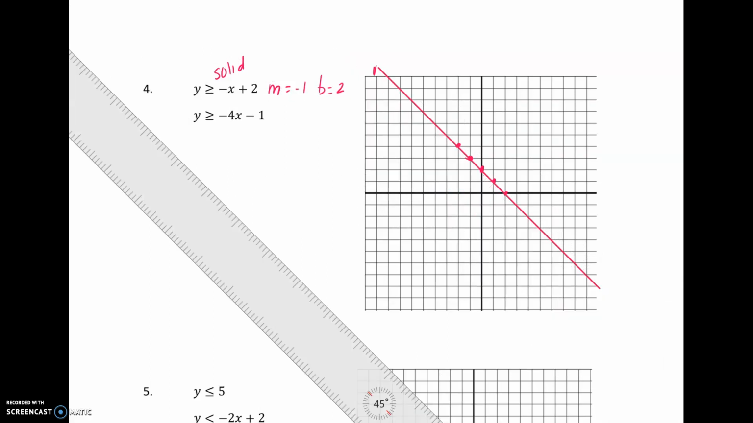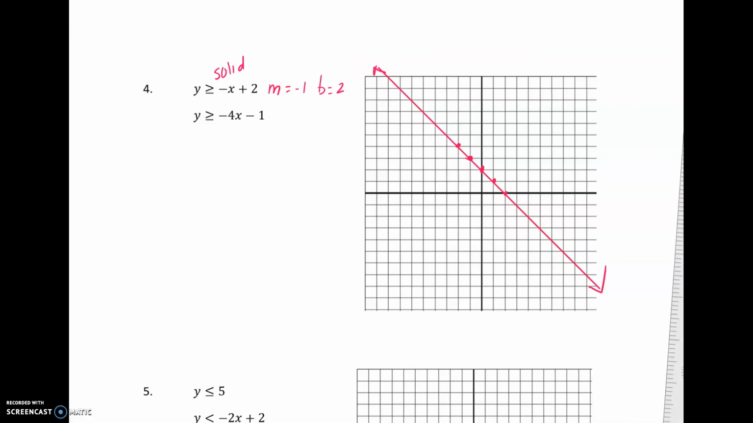Good. And then again, I want values that are greater. So I look at this and my y values get greater as I go up. Well, let me put it on there. Let's let this be pink this time. And remember, all the points on this line are solutions as well. Okay, so we got that done.